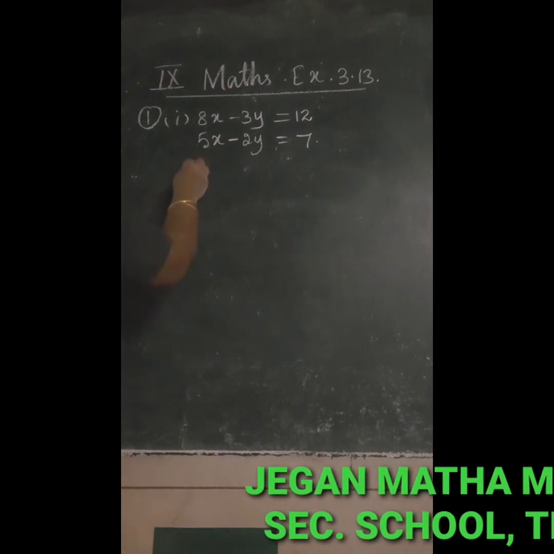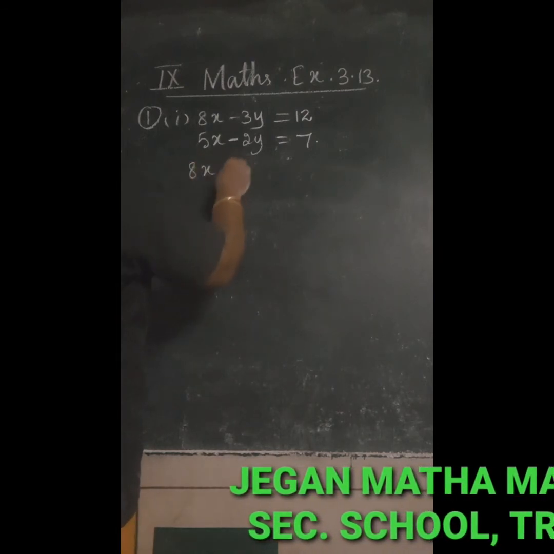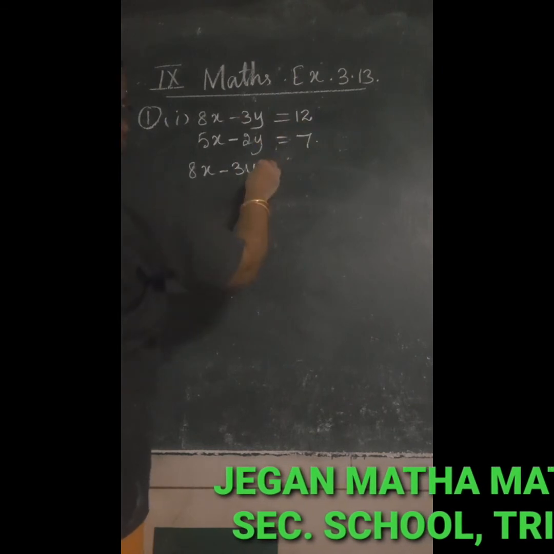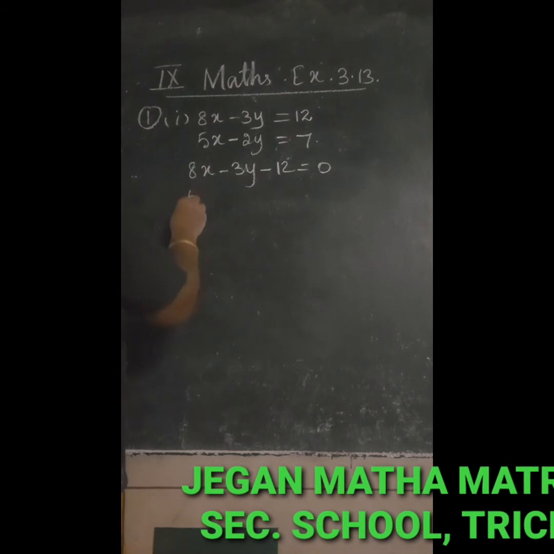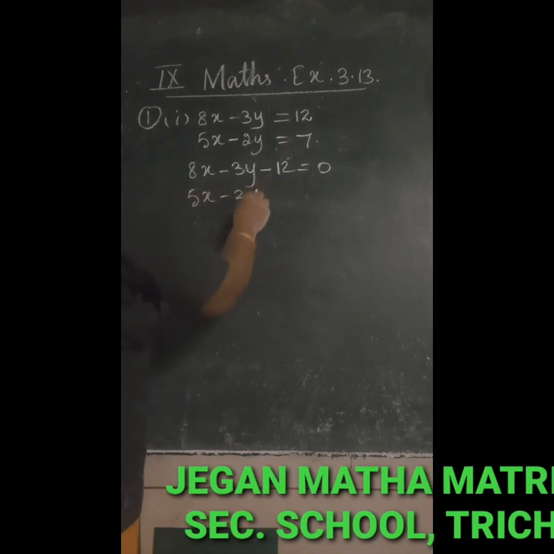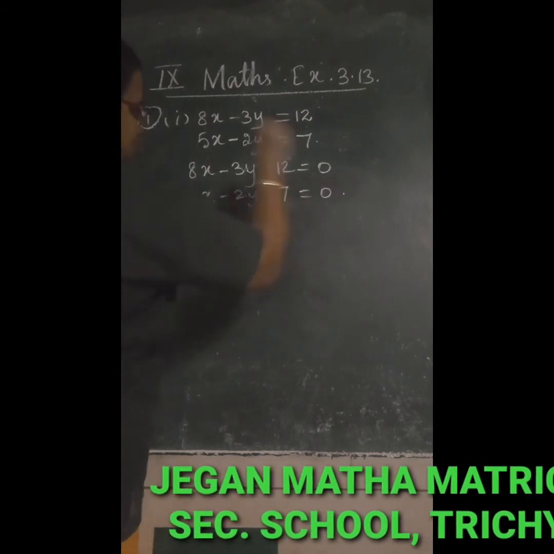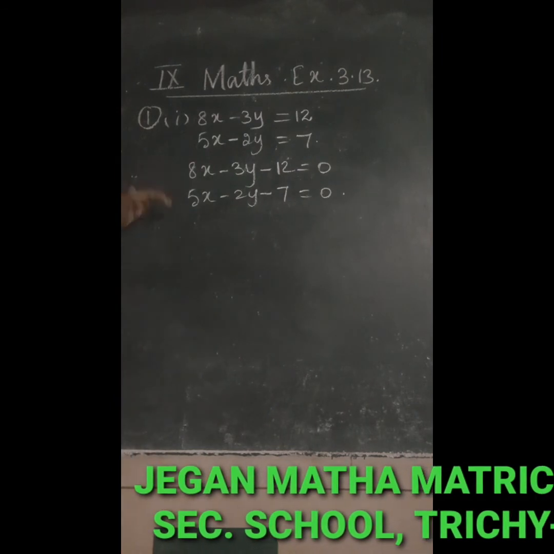So first we have to write 8x minus 3y. The constant should be on the left hand side, so minus 12 is equal to 0. And 5x minus 2y minus 7 is equal to 0. First you have to change the equations like this.